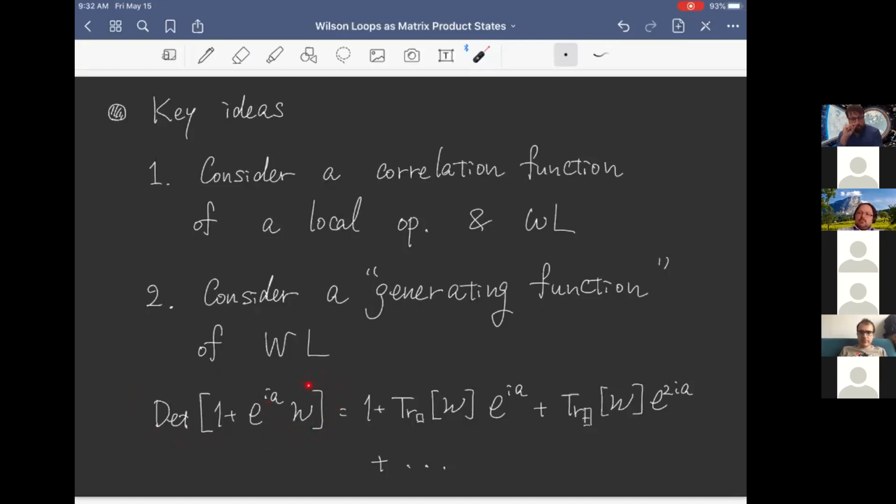If you expand this expression, you get 1 at the leading order, and then in the next order, you get the usual Wilson loop in the fundamental representation. At the next to next leading order, you get a Wilson loop in the rank 2 antisymmetric representation. So this is a generating function of all the antisymmetric representations of the Wilson loops. Both of them seem like unnecessary complications because I just wanted to understand the Wilson loop in the fundamental representation. But the goal of the rest of my talk is to convince you that these are actually necessary generalizations in order to really understand the fundamental Wilson loop.